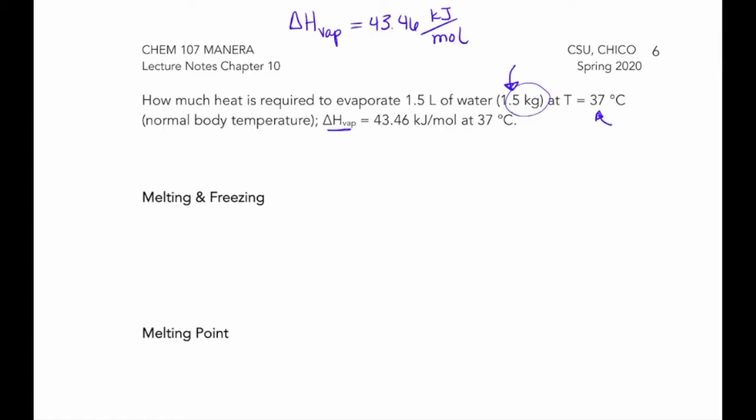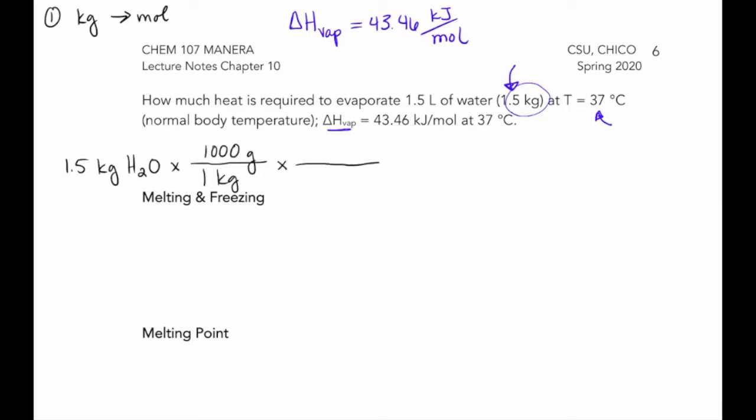So if we're starting with 1.5 kilograms of water, I need first to convert kilograms into moles. I need to know how many moles of water I have first. So in order to do that, I'm going to first convert to grams. So 1 kilogram is equal to 1,000 grams. And then we convert into moles of water, and the molar mass says that there is 18.02 grams of water in 1 mole. I just added up the molar mass.